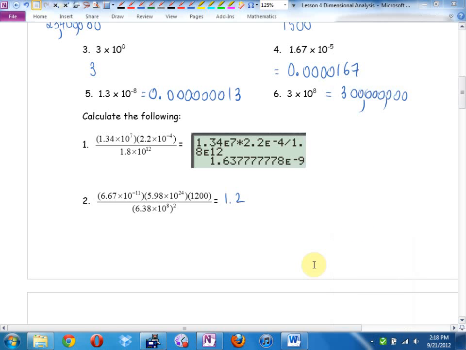Forgot to start the lesson. So, example 2, 1.2. Oh, and number 1, 1.6 times 10 to the negative 9. 1.64 times 10 to the negative 9. I guess 2 sig figs is what I would do for the first one.